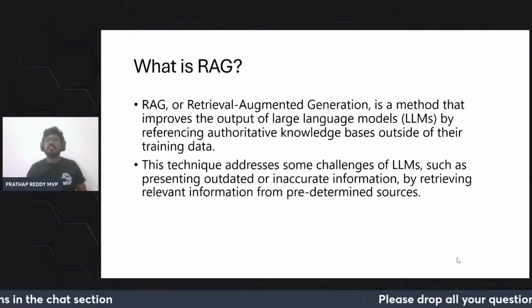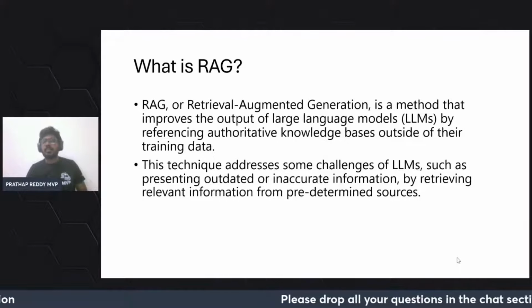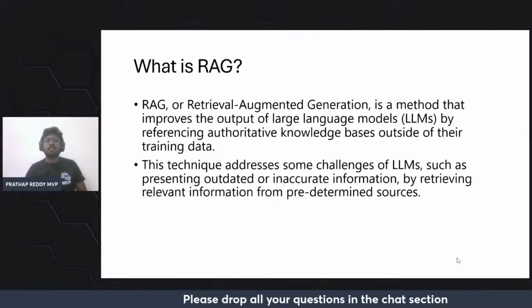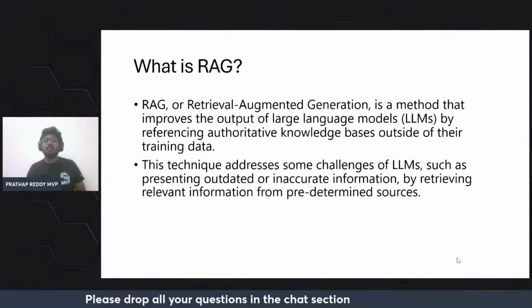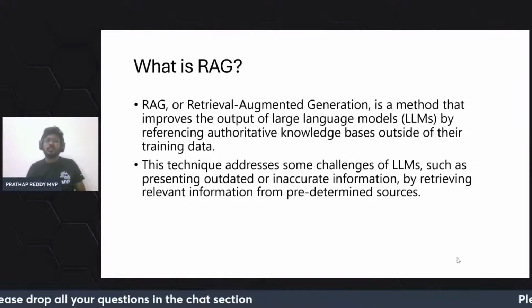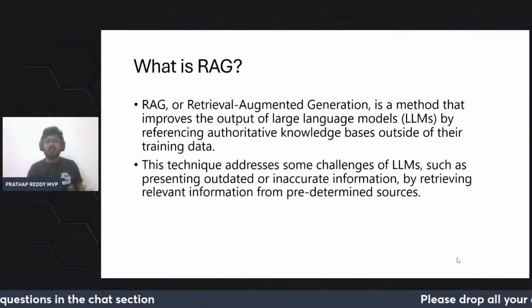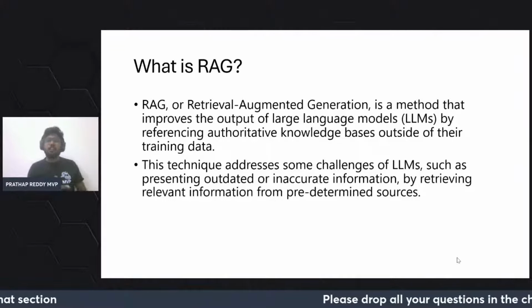For example, let's say I just want to go for the ChatGPT model. I can ask something like, can you please tell me about my phone number? It doesn't give an answer, because this particular LLM model does not have your personal data.